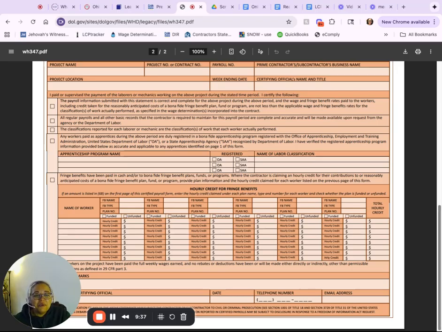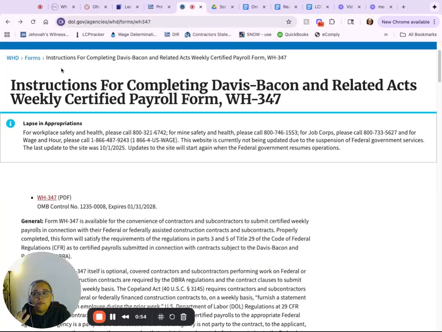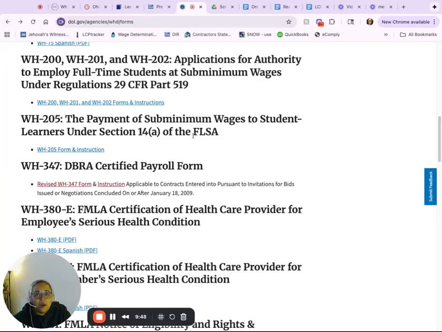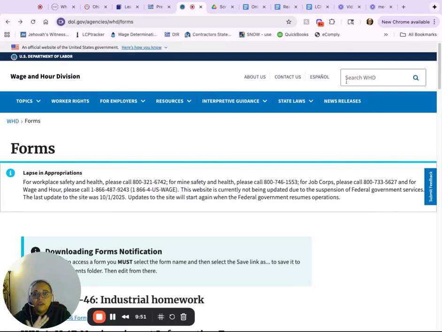The one thing to remember is that every time you start a new federal project, just visit this page. Let's go back to the DOL site. Go in there, refresh a little bit, search up prevailing wage, see what comes up.